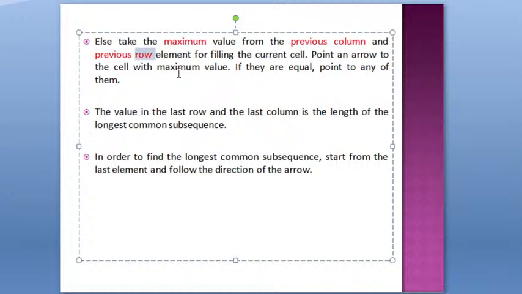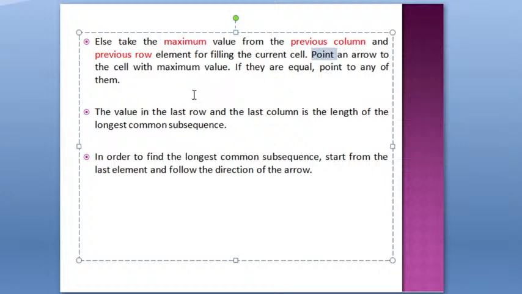And whatever value you are taking, point an arrow to that particular cell. Suppose in between these two things, the previous column and the previous row, your previous column gives you the maximum value. Then take that value from the previous column and point an arrow to the cell with the maximum value. And if they are equal, then take any one of them.